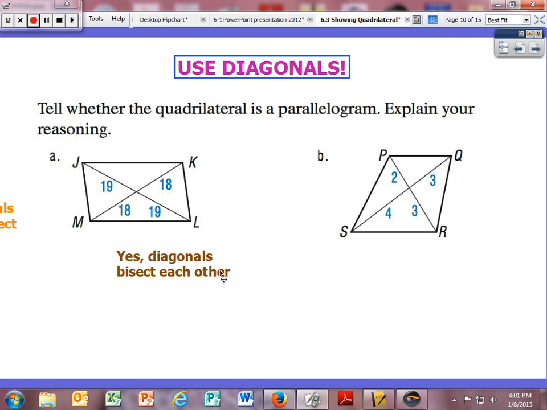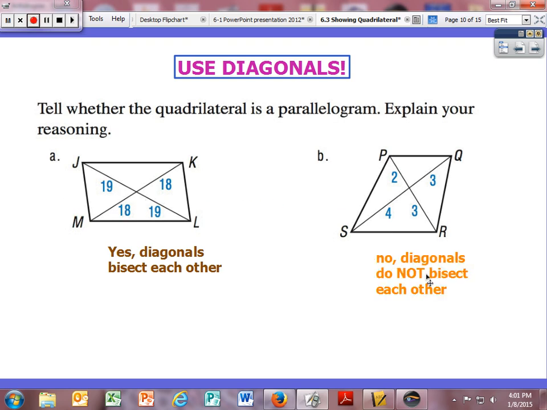First one, diagonals are bisecting each other. We have 18, 18, 19, 19. So yes, this is a parallelogram. Second one, however, diagonals are not bisecting each other. We have a 3 and a 4, a 2 and a 3. Okay, so nothing's being cut in half right here. So we have to say no, this is not a parallelogram.